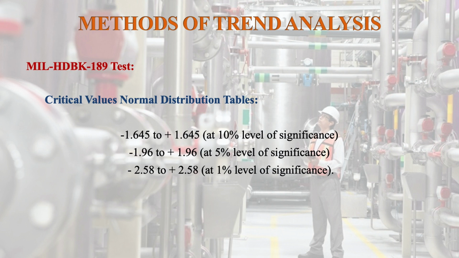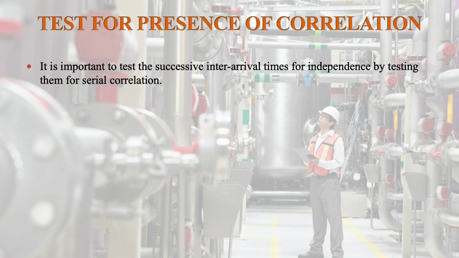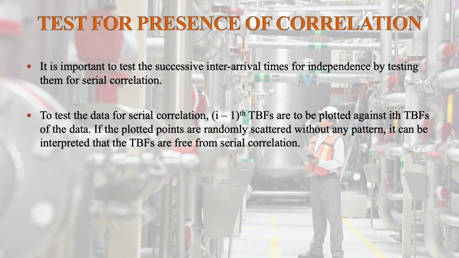The test for presence of correlation. It is important to test the successive interval times for independence by testing them for a serial correlation. To test the data for serial correlations, the i minus 1 times between failures are to be plotted against the ith times between failures of the data. If the plotted points are randomly scattered without any pattern, it can be interpreted that the TBF are free from serial correlations.